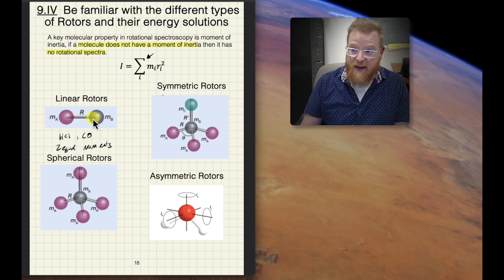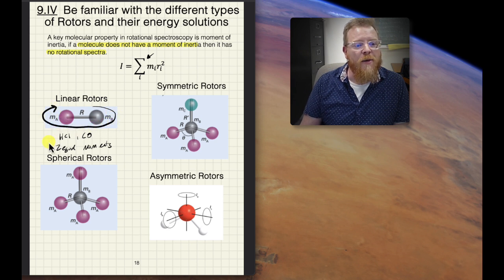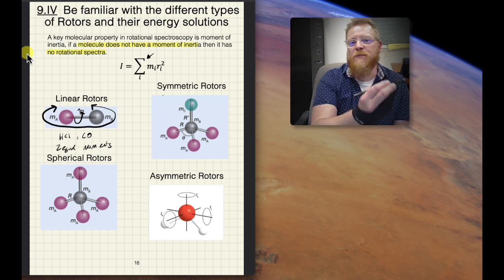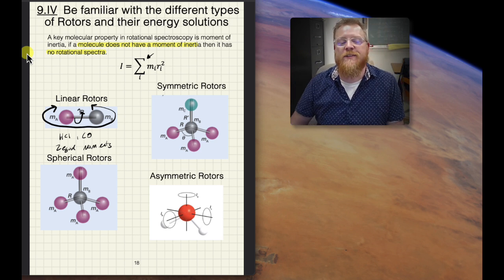Assuming that my mass A and mass B are different, if I rotate around like so, that gives me a moment of inertia, or I could similarly rotate around the other way. If I attempt to rotate around this way, that doesn't result in a moment of inertia. So we're really only worried about this molecule tumbling over itself. Okay.